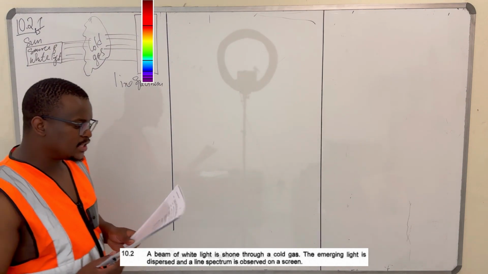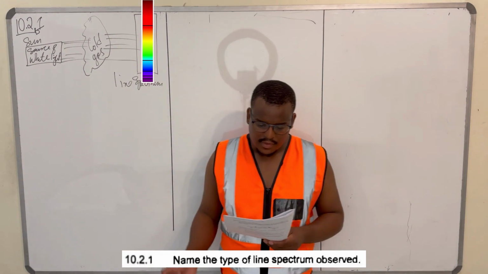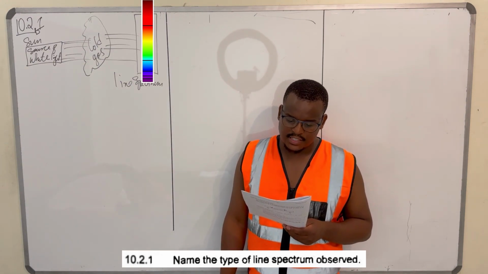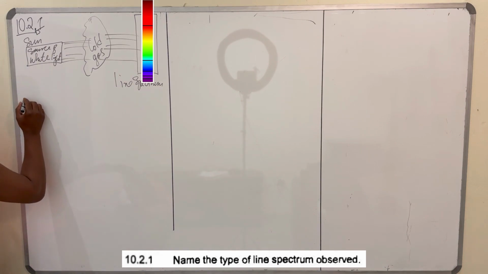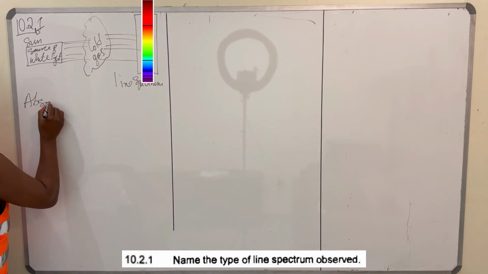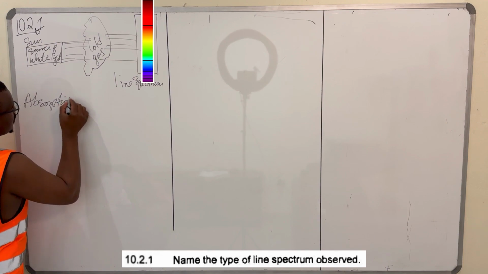So let's go to 10.2.1. Name the type of the line spectrum observed. So the type of the line spectrum observed is the absorption spectrum.